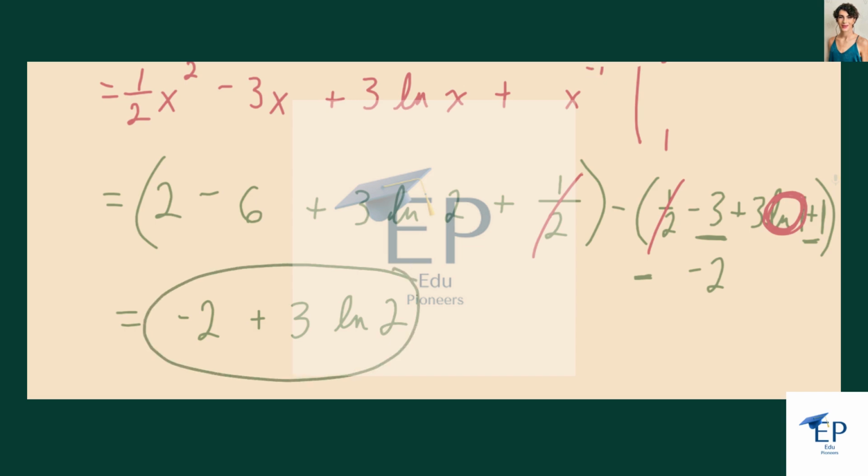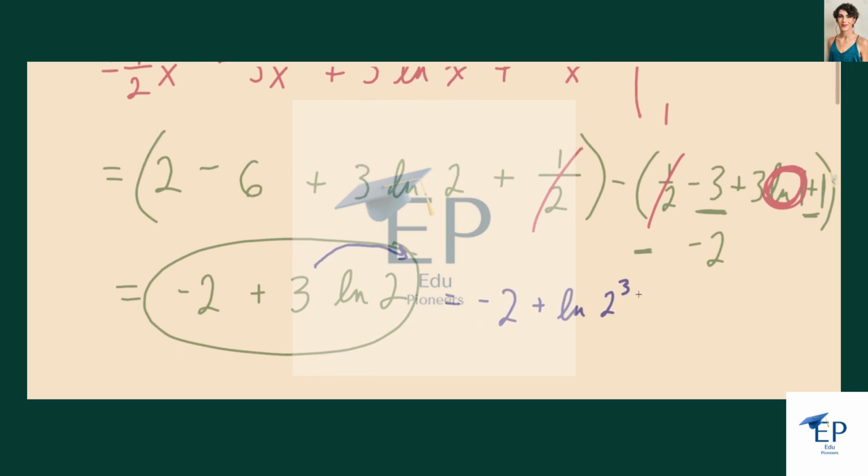If you're curious how the answer key changed a little bit, you can use the power rule to change that to be an exponent. And 2 cubed is 8. I'm not sure why anybody in their right mind would do this, but this is correct as well.